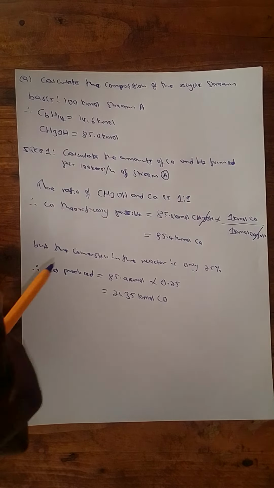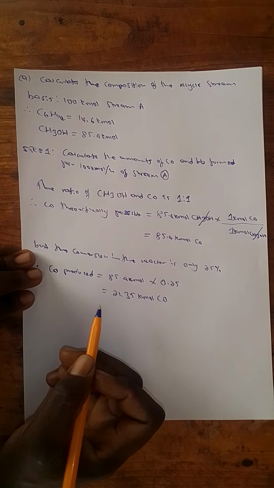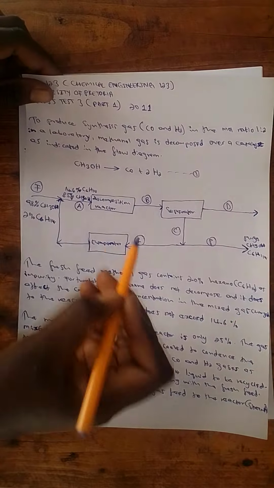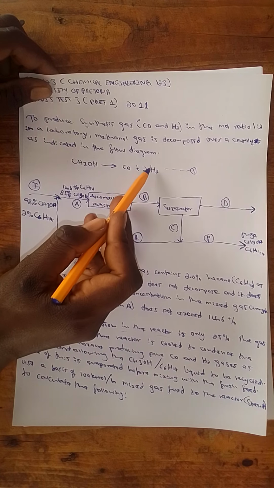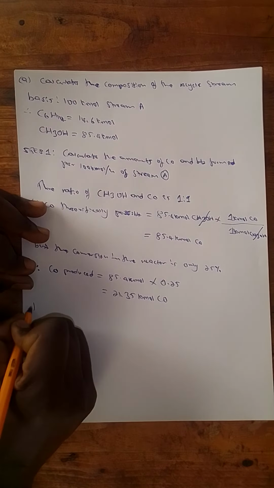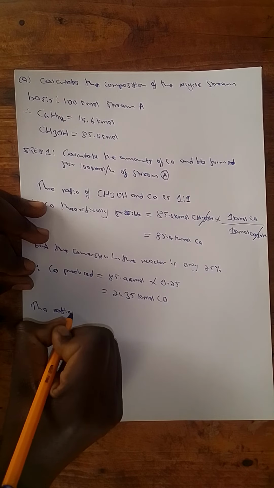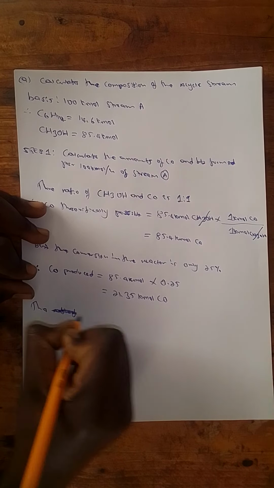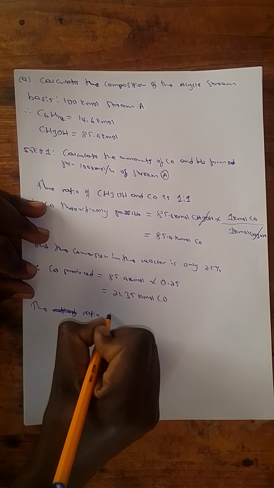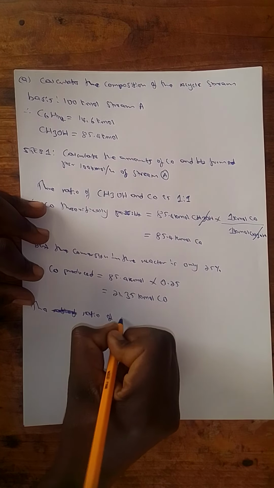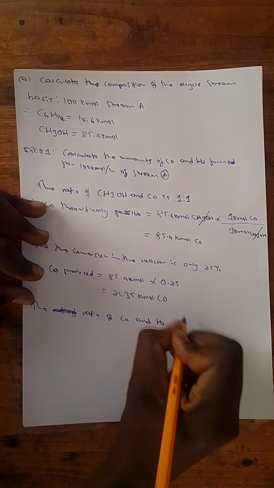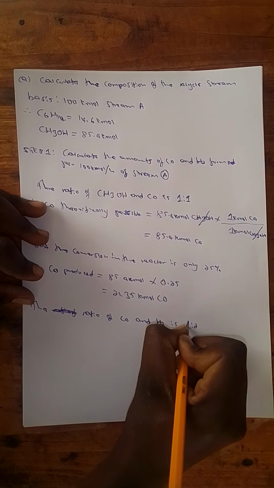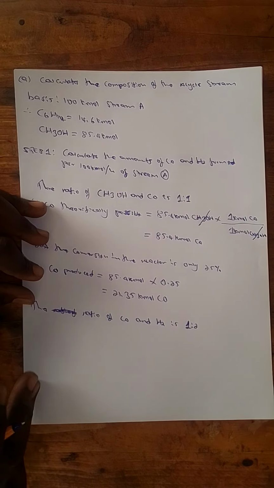Now remember we are calculating not just CO, but also H2. So now moving further, now that we found how much CO has been produced, we can actually use the CO to find how much H2 was produced. So we can just say the ratio of CO and H2 is 1:2, right? 1 CO is to 2 H2.